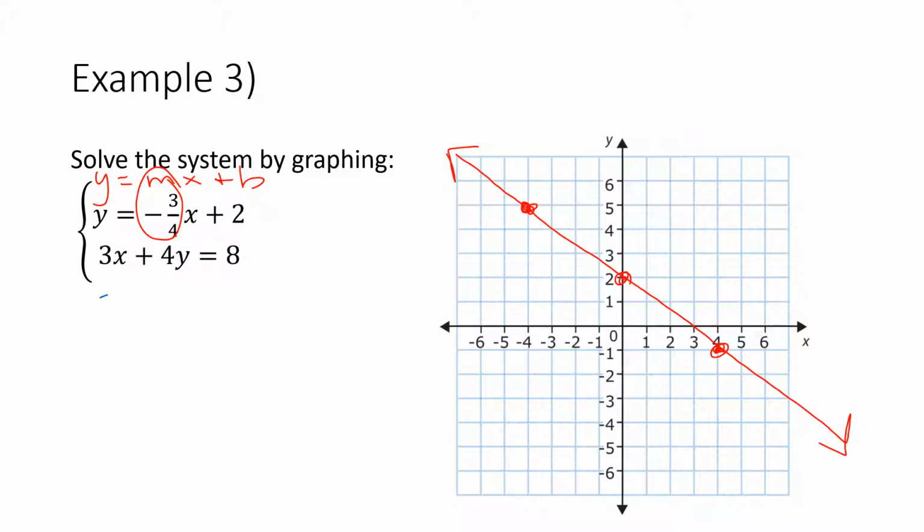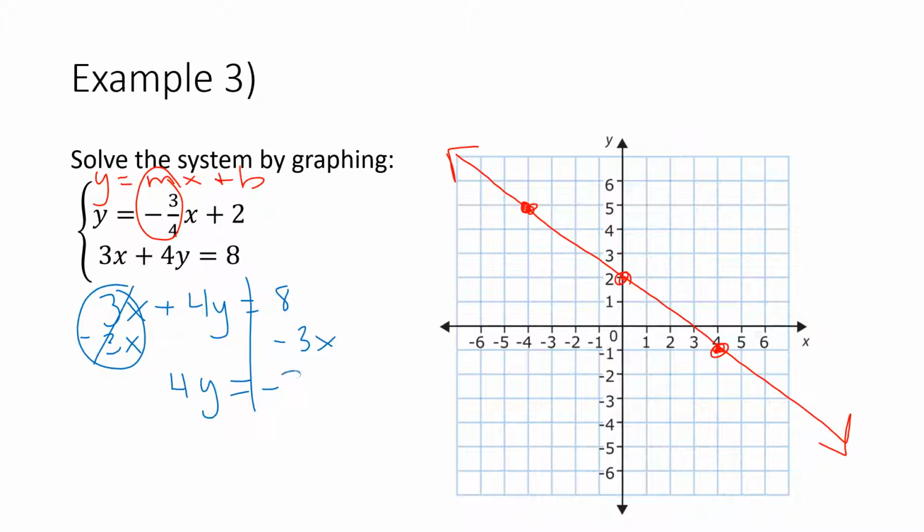So we have the second equation, 3x plus 4y equals 8. To get y by itself, I'm going to take this 3x and do minus 3x to move it to the other side. That leaves us with 4y equals -3x plus 8. Lastly, to get y by itself, we will divide everything by 4. That leaves us with 1y equals -3/4 x plus 8 divided by 4, that's 2.